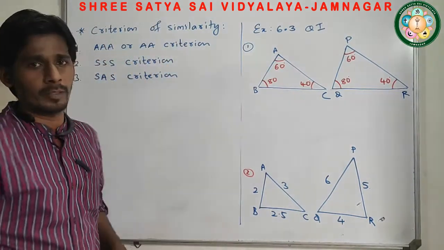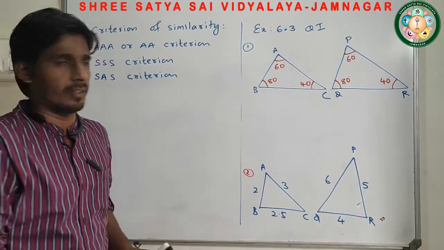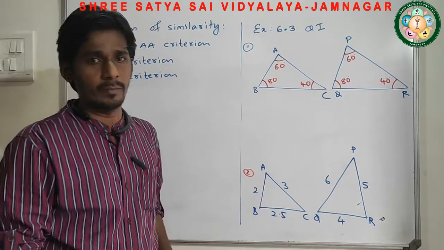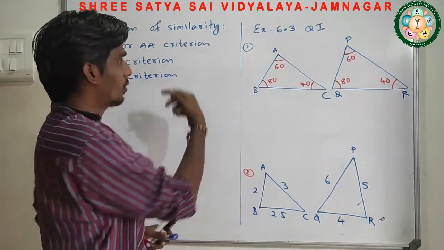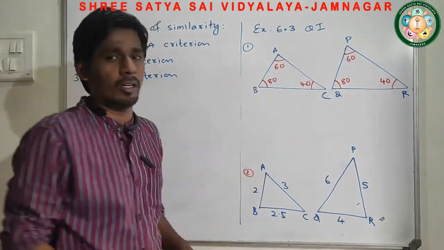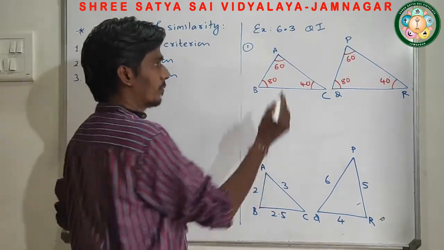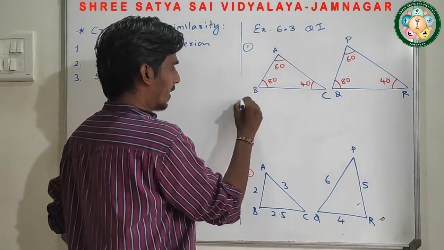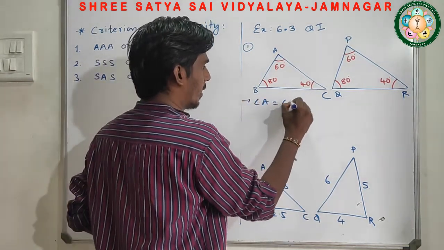Now let's take the first example. We're going to solve it by the angle criteria, because if you look at the figures of both the triangles, only angles are given. So definitely we are going to check whether this criteria is applicable or not. So let's see here. Angle A is 60, angle P is 60. So I can write here angle A is equal to angle P.